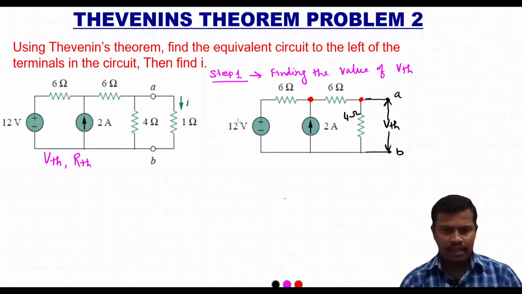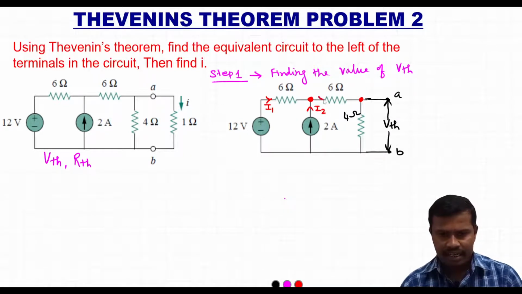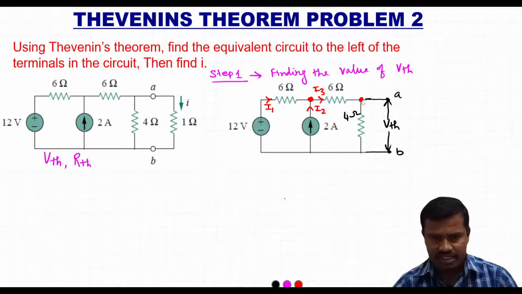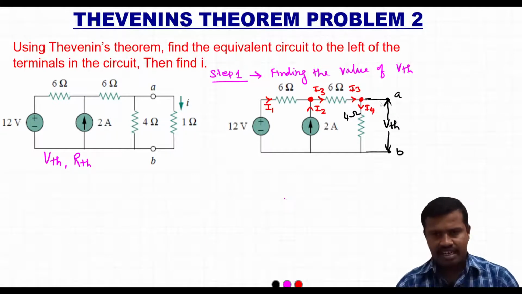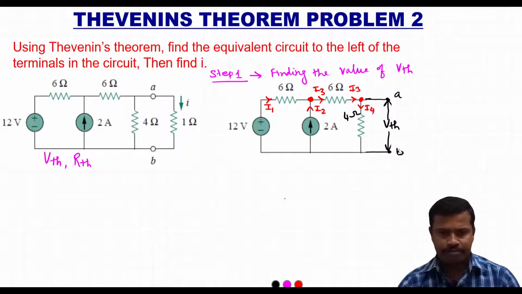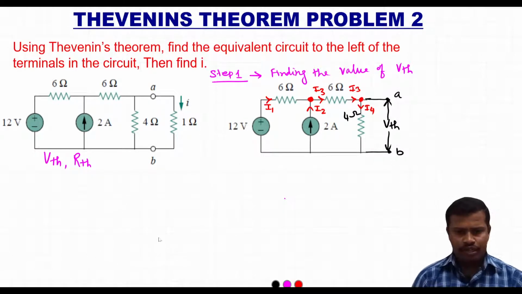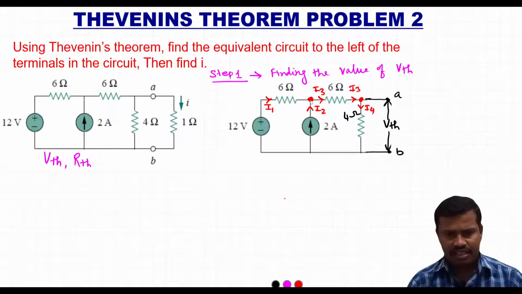Now the current delivered by the 12 volt source, let us say, is I1, the current delivered by the 2 amp current source is I2, and the current flowing through the 6 ohm resistor is I3. If this is junction 1 and this is junction 2, the incoming current to junction 2 is I3 and the outgoing current is I4. In this branch there will not be any current because it is open circuited. Now let us start to apply the KCL at junction 1.